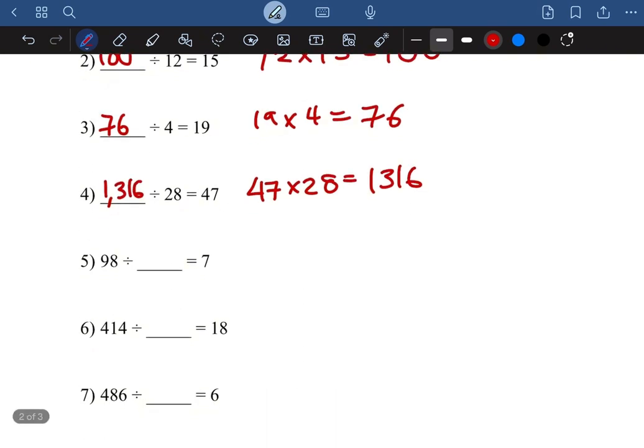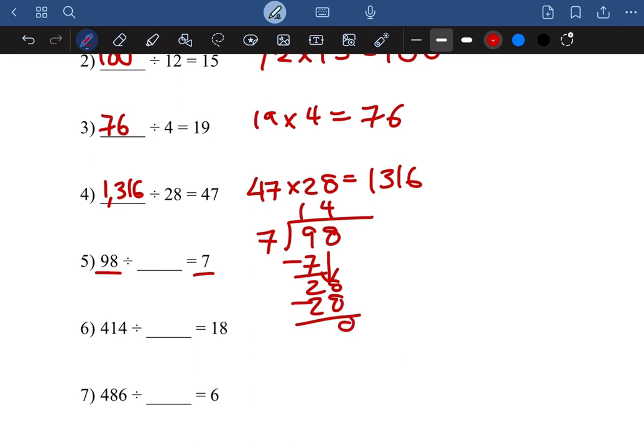Number 5. So for here, to find the missing number, we just divide the dividend by the quotient. So 98 divided by 7. 7 goes into 9 one time. 9 minus 7 is 2. You bring the 8 down. 7 goes into 28 4 times. 28 minus 28, 0. So the answer for number 5 would be 14.